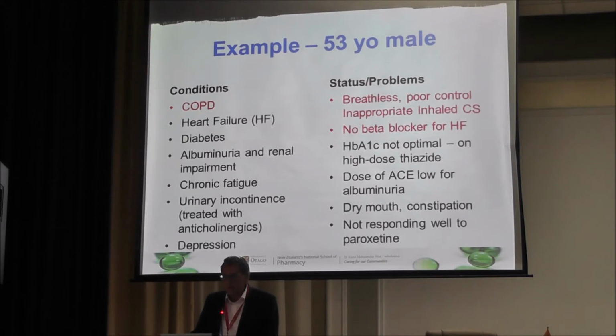We notice that they have albumin in the urine, albuminuria, and a degree of renal impairment. These are not unusual patients. The patient has chronic fatigue. They also have some urinary incontinence, which is treated with anticholinergic drugs. This may be appropriate and maybe not. Probably not surprisingly, the patient has a degree of depression as well. So these comorbidities are not uncommon to see.